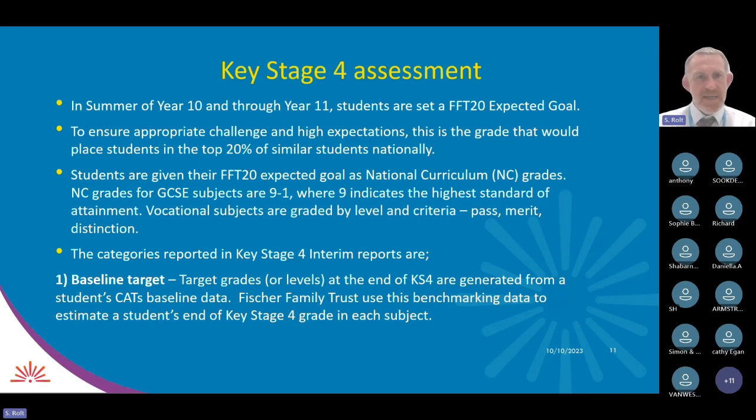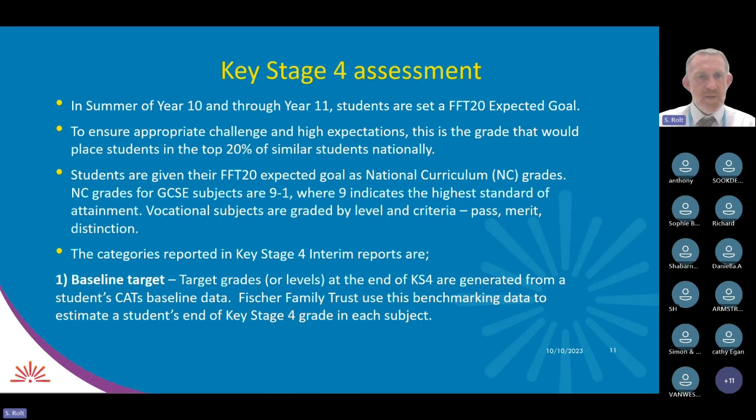What we do is we set the challenge for students to make progress in the top 20% of similar students nationally. So that is from either their Key Stage 2 score or from their benchmarking scores, their CAT scores, and what Fisher Family Trust do is they provide that information for us. So the target grades that students receive are the FFT 20, and that is where we expect students to get to.